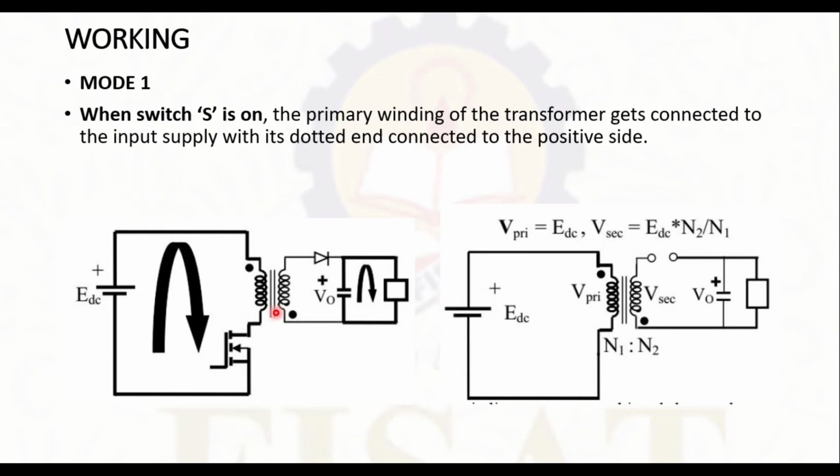At the same time, the secondary of the transformer will have an induced voltage with positive polarity at the dotted point. This makes the diode reverse biased. That is, the polarity of the secondary makes the diode reverse biased, so there is no current flow through the secondary of the transformer.